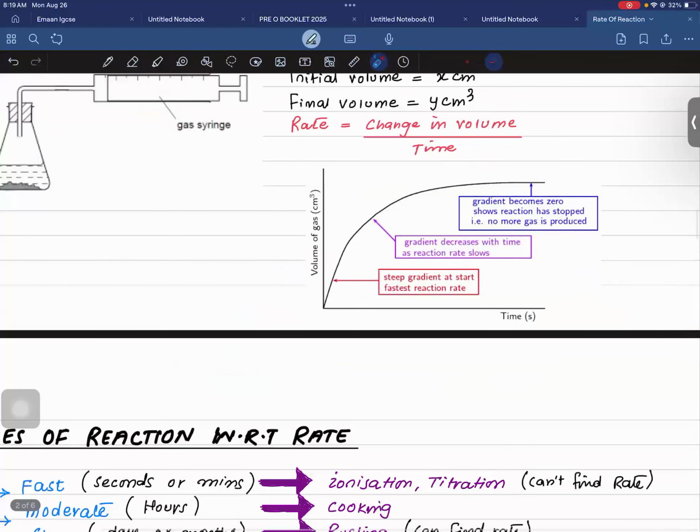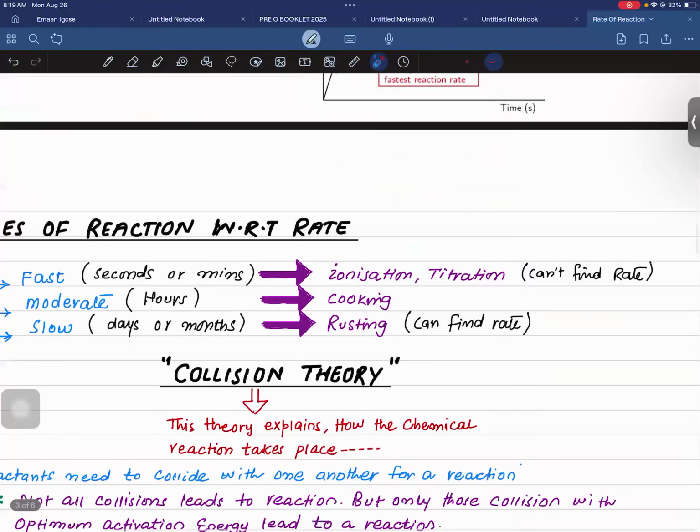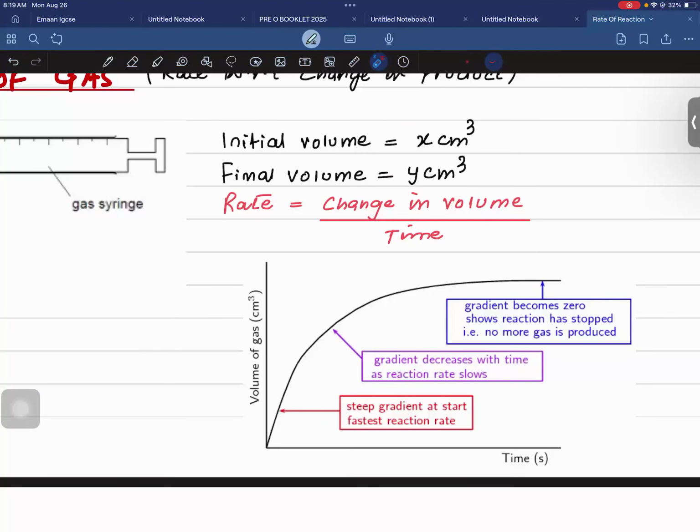So always the examiner would be giving you the data and you would be drawing the curve, and then you have to decide how the rate of reaction is going on. Is that faster or is that slower? So remember, these are very important lines. If the line is more steeper, it means that the reaction is faster. If the line is less steeper, it means slower reaction.